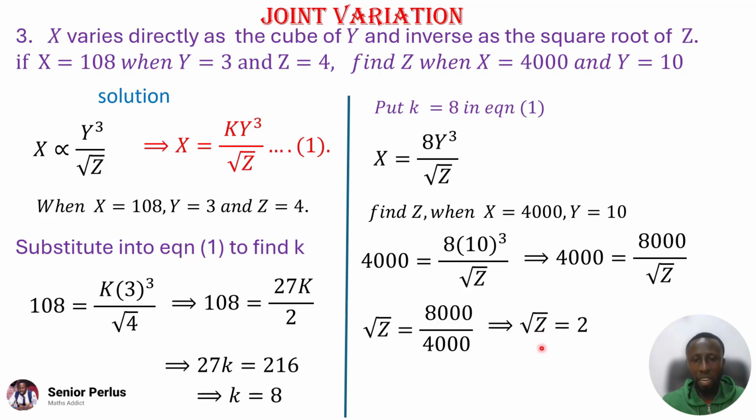So I want to find z. So I have to square both sides so that the square root will go. Then your z is 4. Very simple. So that's for the joint variation.